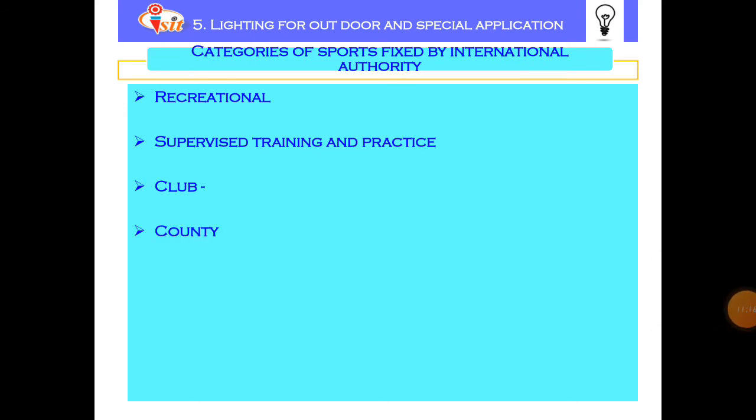Then county level, then national level games are there, and international games are there. This does not necessarily mean there are six distinct illuminance values for every sport. Individual governing bodies sometimes group these categories in different ways.